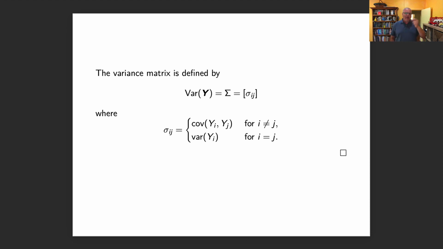What happens when i equals j? Well, remember, the covariance of yi and yi is the variance of yi. So along the diagonal of our matrix, we get all the variance terms of our random variables. Okay? So that's the way we set it up.